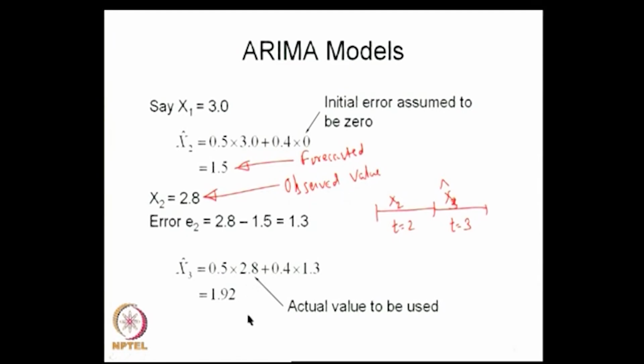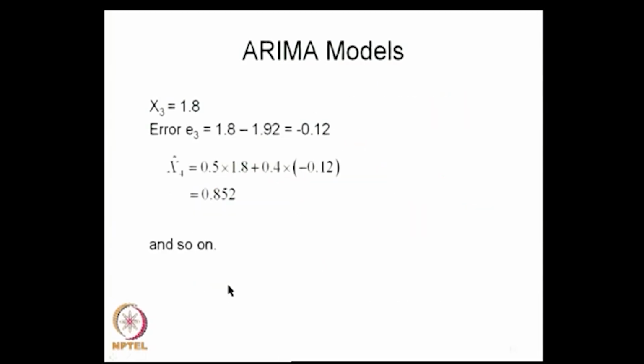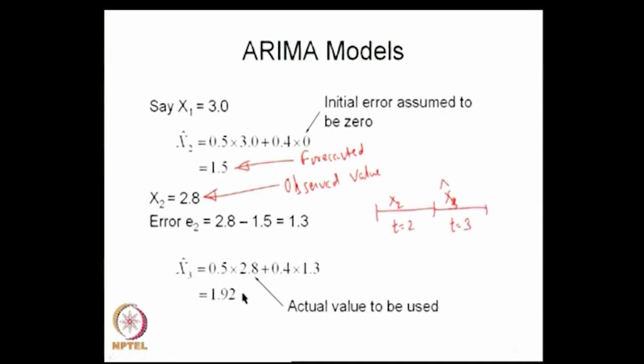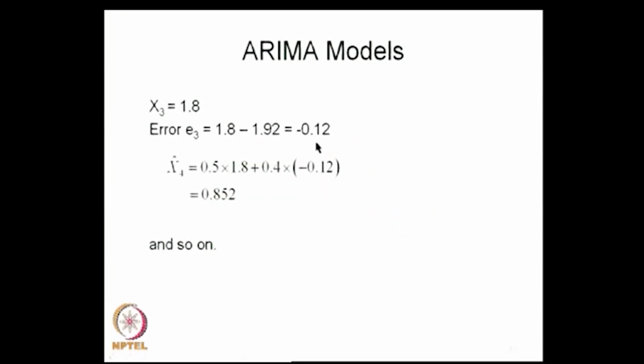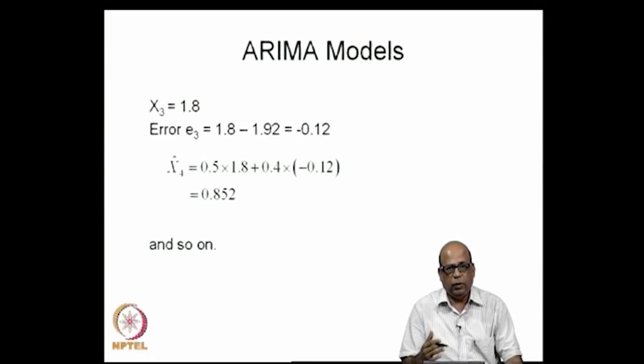Like this we keep going. Now, x 3 again we compute the error based on the actual observed value of x 3 and then generate x 4 and so on. So, x 3 is 1.8, this is again the observed value, x 3 cap is the forecasted value. So, we get the error as minus 0.12, this minus 0.12 is what we use in the forecasting of the next value and so on. So, this is how we obtain the forecast based on the ARMA models.